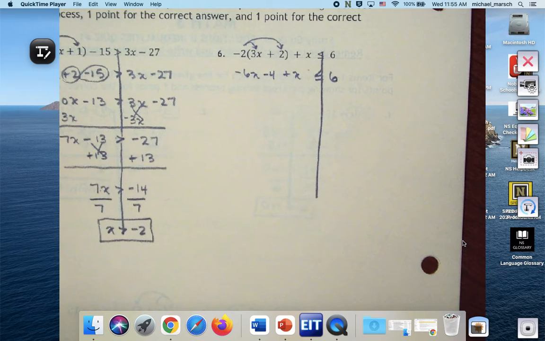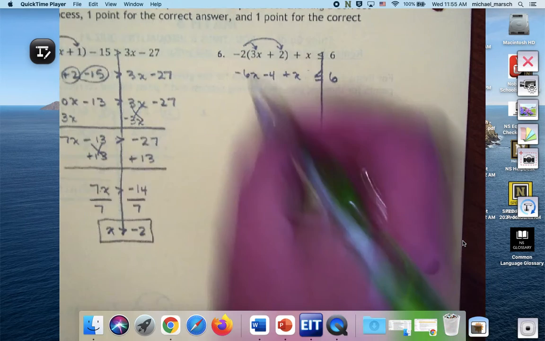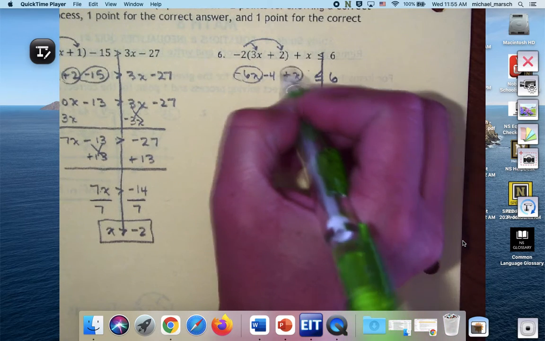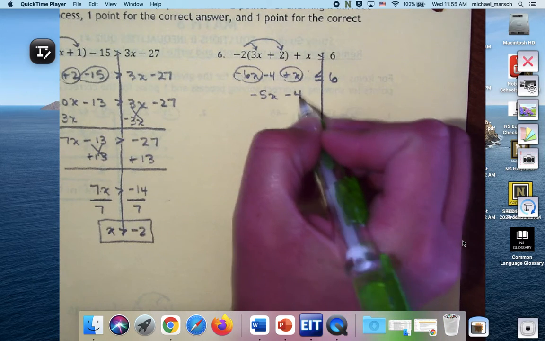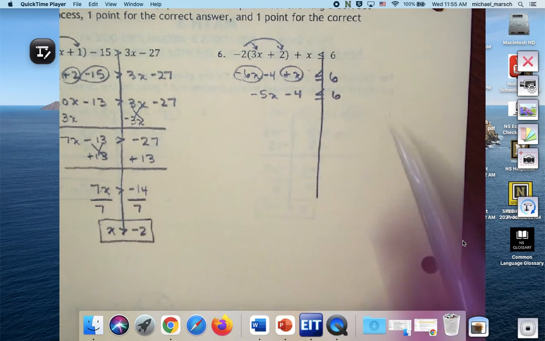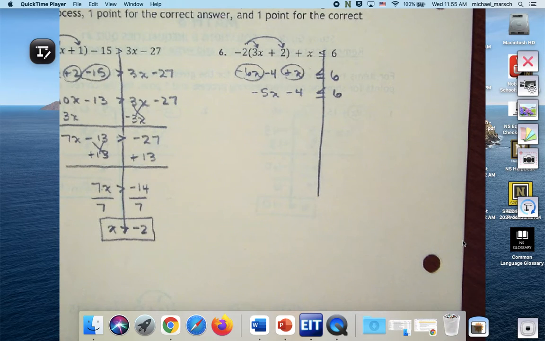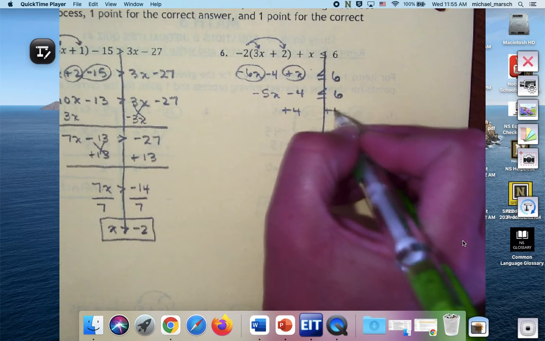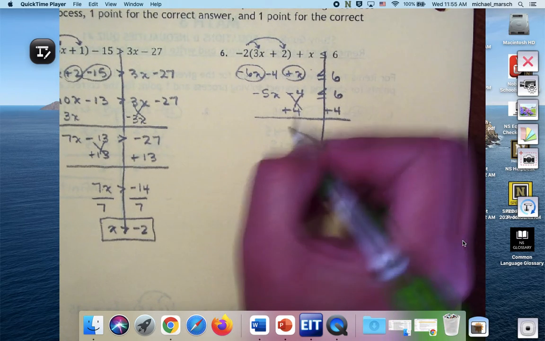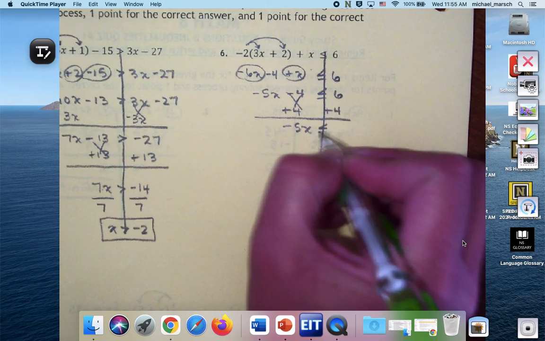Do I have any fractions? No. Decimals? No. Like terms? Yes. So I've got this here. Negative 6 plus 1 is going to give me negative 5x minus 4 is less than or equal to 6. I'm going to add 4 to both sides. Negative 5x is less than or equal to 10.